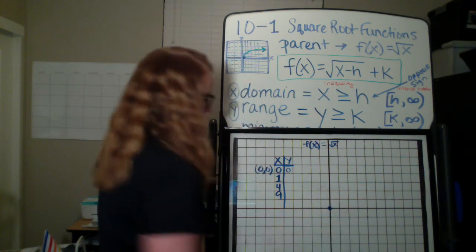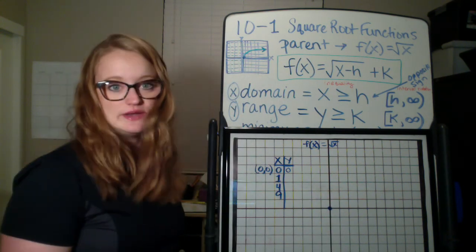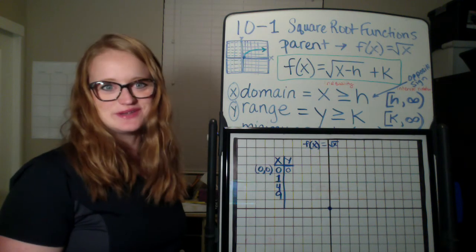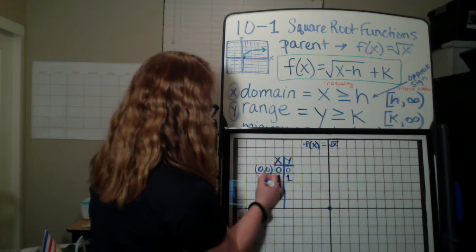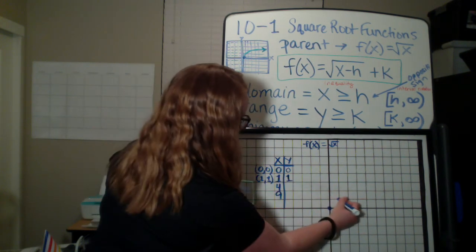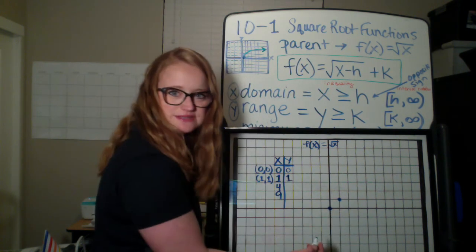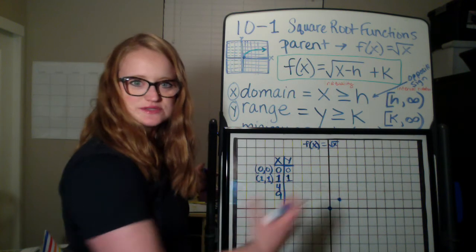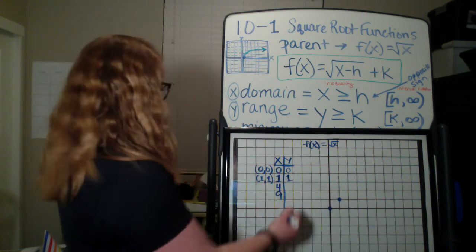So that's the first one I'm going to plot. If we plug in 1, well, the square root of 1 is 1 because 1 times 1 is 1. So we have another coordinate point at 1, 1. Over 1, up 1. Remember, always start at the origin when you're plotting points and do the x value first, the horizontal value first, and then the vertical.